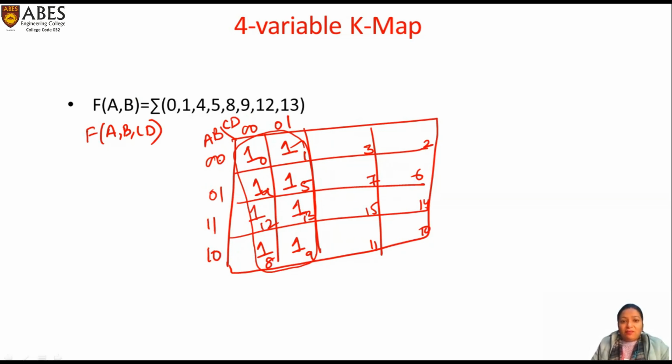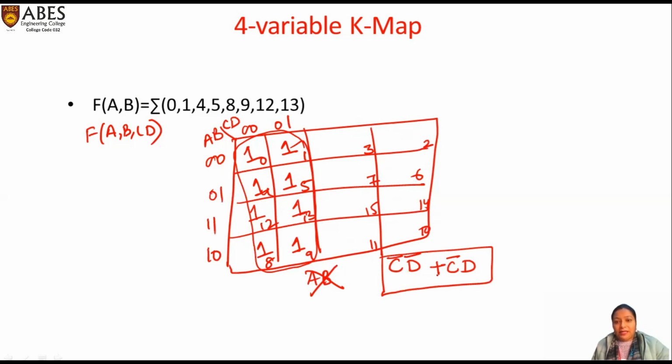Now the value of AB, we can see is not constant, so we will cancel out AB. Now CD has the value C bar D bar plus C bar D. So this will be the answer for our 4 variable K-map.